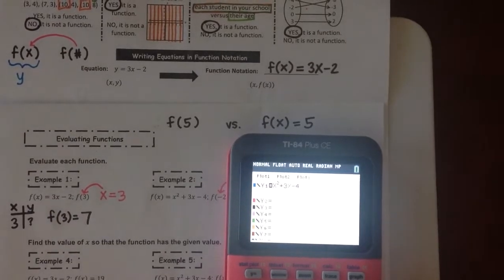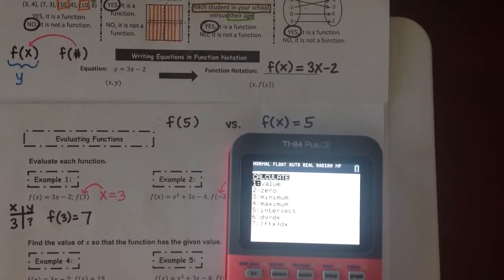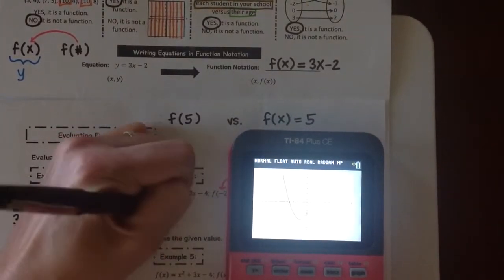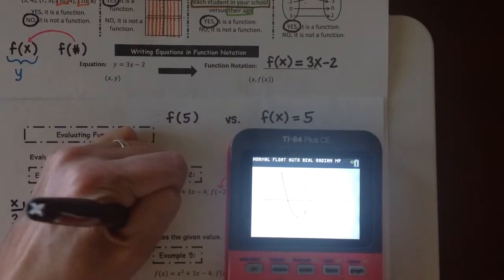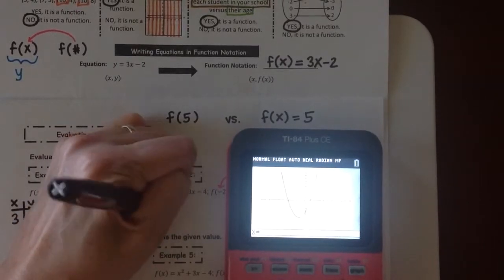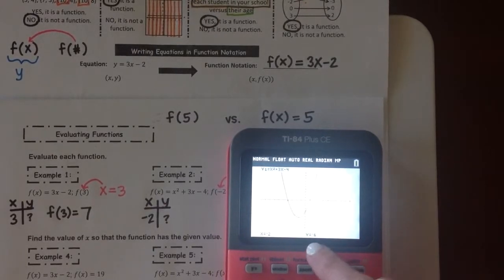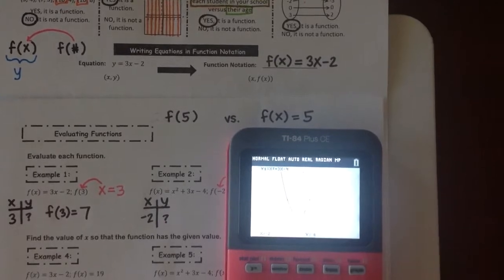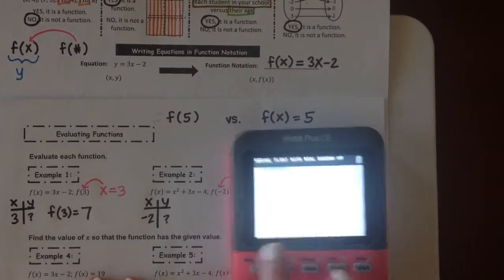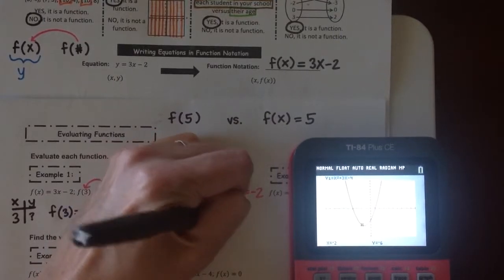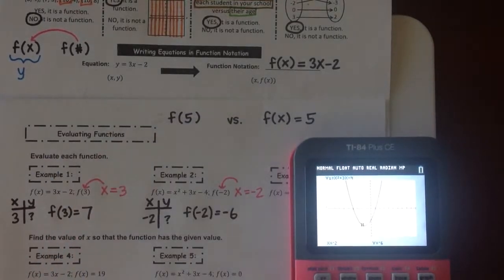And then I'm going to go to second trace, and I'm going to press 1 for value because they are asking me, hey, when x is negative 2, what is your y value? So I'm going to type in negative 2 for my x value, and then they are going to tell me that when x is negative 2, y is equal to negative 6, and that's the location on my graph. So I'm going to say f of negative 2 is equal to negative 6.